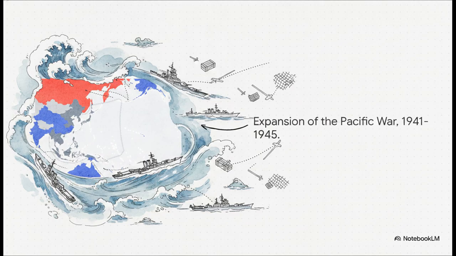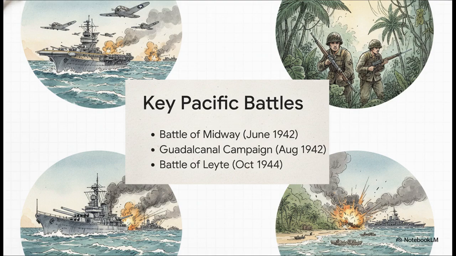Because of the vast distances of the Pacific Ocean, this part of the conflict was all about massive naval engagements, island-hopping campaigns, and logistical challenges that were just completely unlike anything happening over in Europe. Here's a pro tip to help you ace your test. Use a mnemonic rule of 3 to memorize these specific turning points that finally pushed back Japanese expansion.